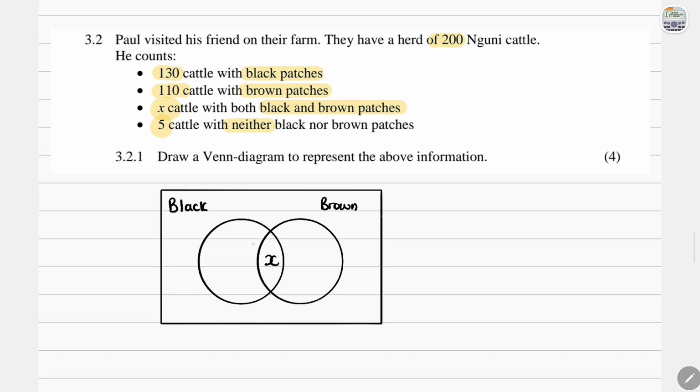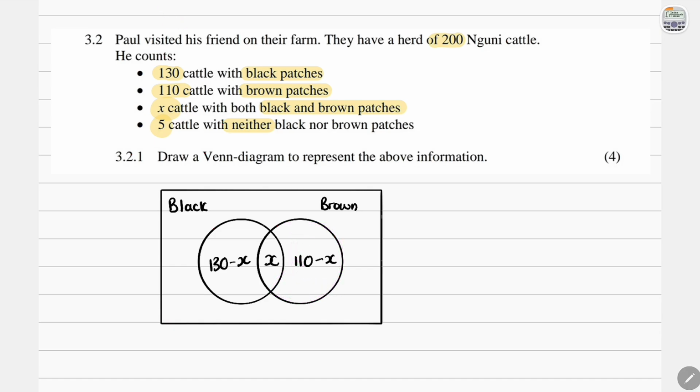And then to find out the total cows with only black patches, you're going to have to say this 130, which counts for every cow here, minus the X, because the X in the middle counts for cows that have black and brown. And this part is just for the cows that only have black patches. So 130 minus X, and then brown. We have with brown patches 110. So you would also say 110 minus X, because we're just trying to see the cows that only have brown patches.